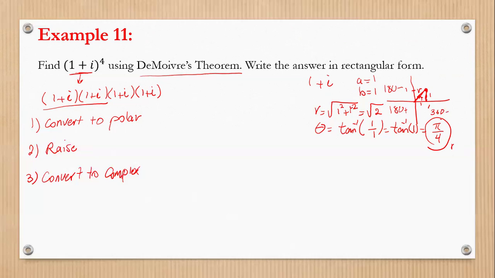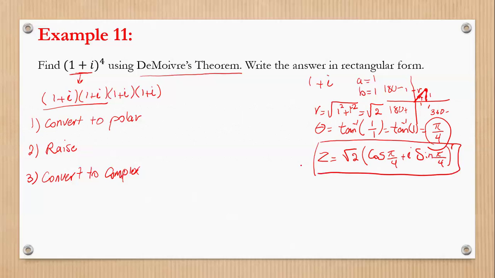Then after finding r and theta, we can rewrite the answer in polar form, which is root 2 times (cosine of pi over 4 plus i sine pi over 4). Now I have my number in polar form. After changing to polar form, we can now raise it to the power, which right now is the 4th power. So now I want to raise this number to the 4th power.